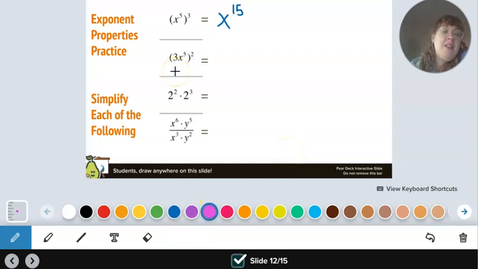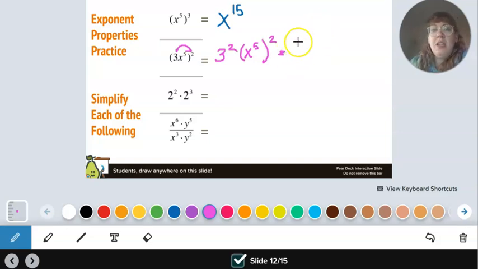3x to the 5th, 3 times x to the 5th squared means this squared has to go to the 3 and then to the x to the 5th. So we have 3 squared times x to the 5th squared. Well, 3 squared, 3 times 3 gets us 9. And x to the 5th squared, multiply those exponents, becomes x to the 10th.